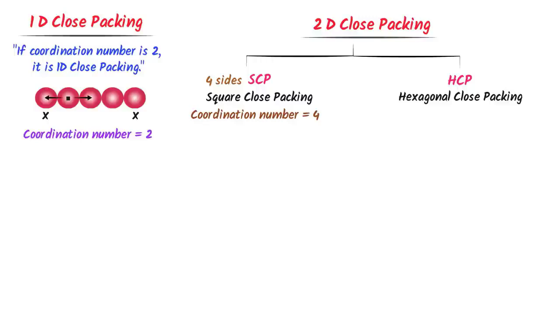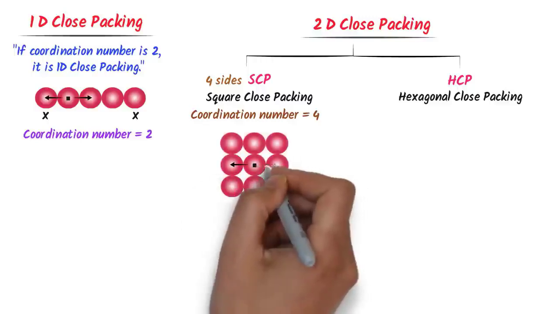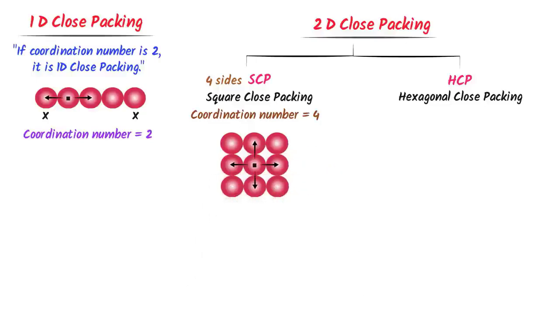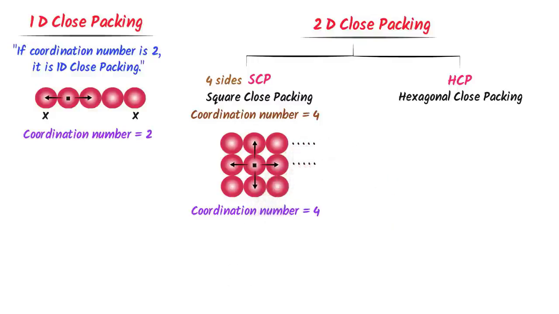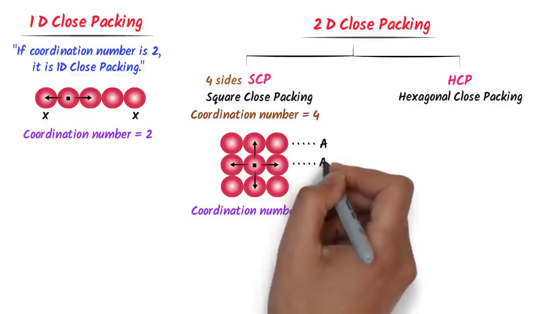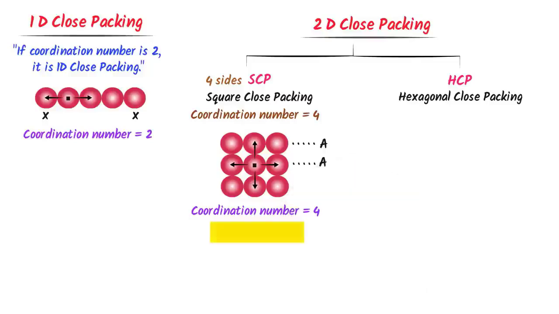For example, consider this close packing system. Let me select this sphere. We can see that it is attached to 4 other spheres. The coordination number is 4. Hence it is SCP or square close packing. Remember that these 2 layers are same. We call this layer A layer and we also call this layer A layer. So it is also known as AA type arrangement.